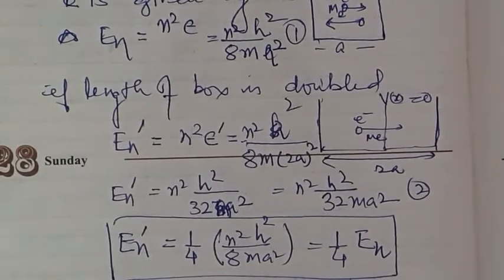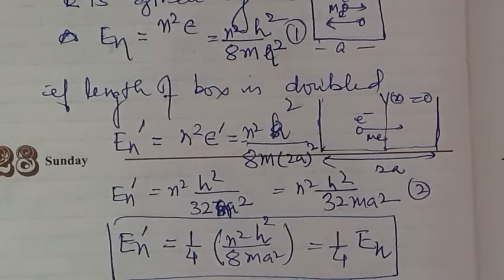So as the length of the box is increased, the energy of the system always decreases. In the same way, if you increase the mass, the energy of the system also decreases. So these are the important things which I wish to share with you.